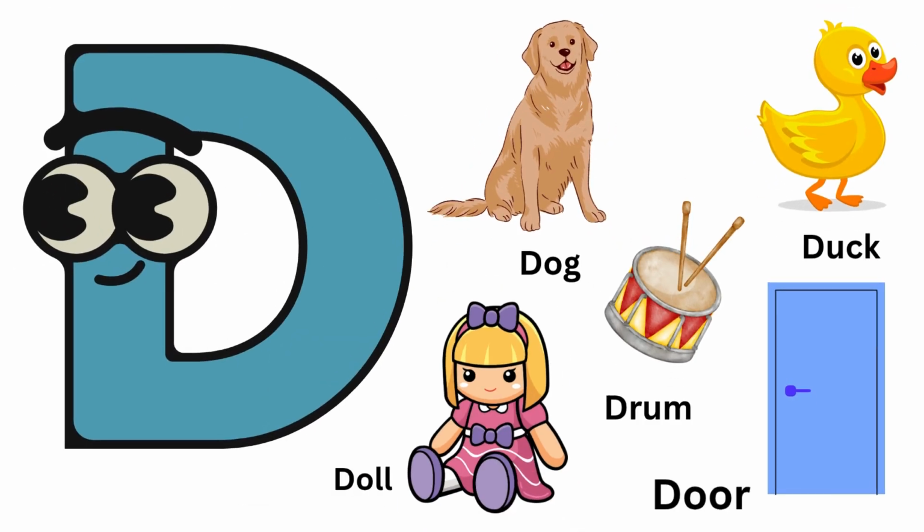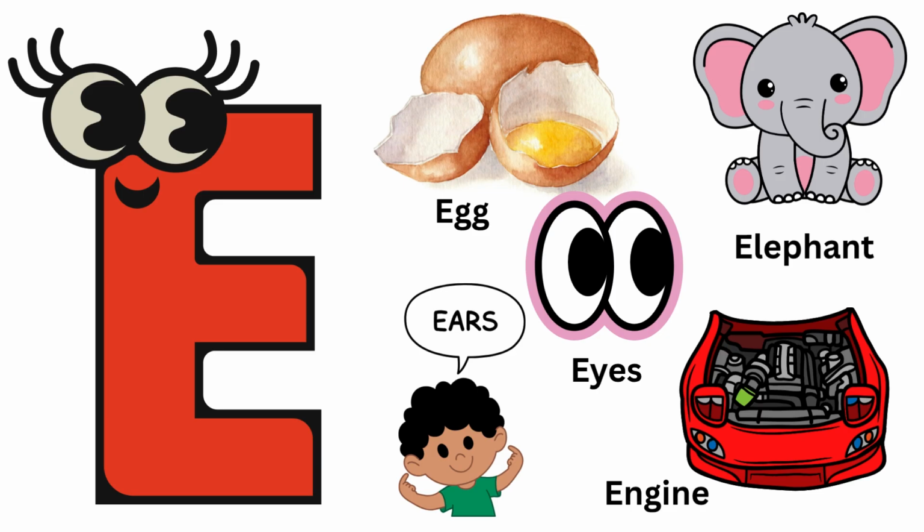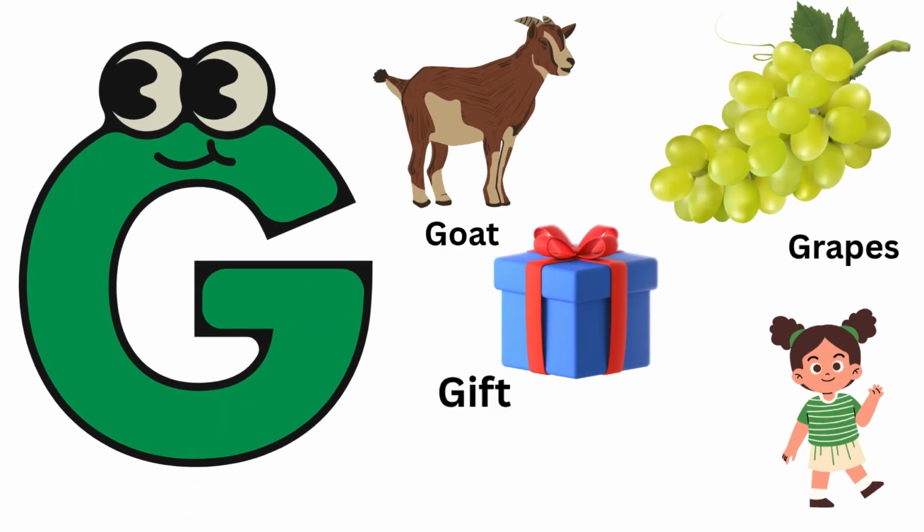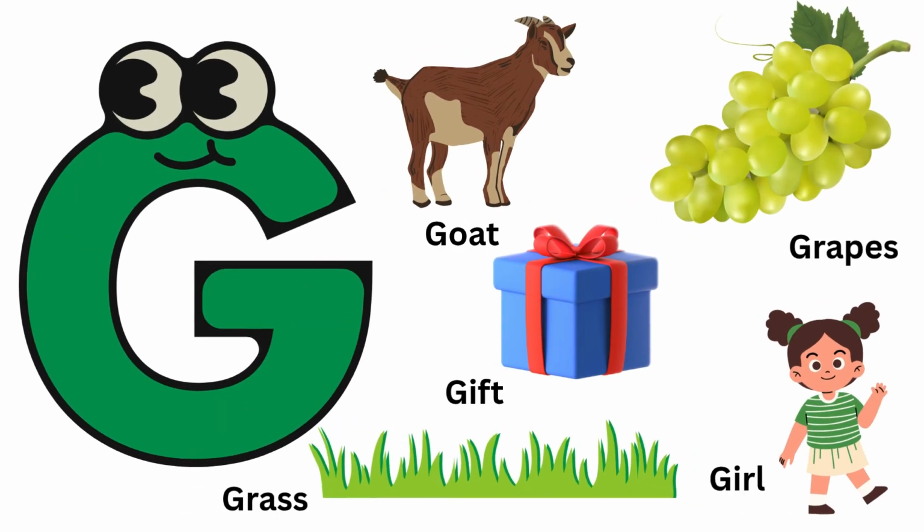D is for dog, duck, drum, door and doll. E is for egg, ear, elephant, eye and engine. F is for fish, fan, frog, fork and feather. G is for goat, grapes, gift, girl and grass.